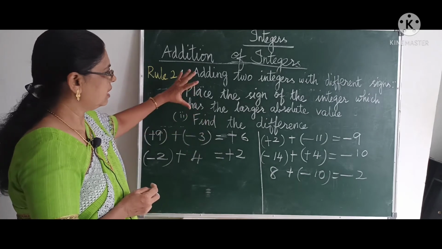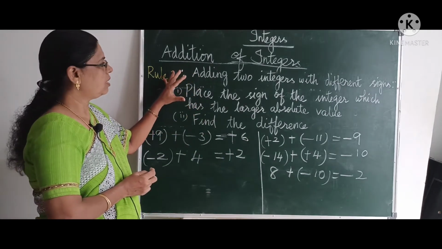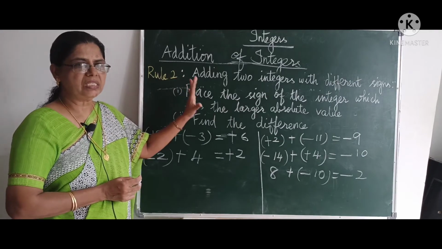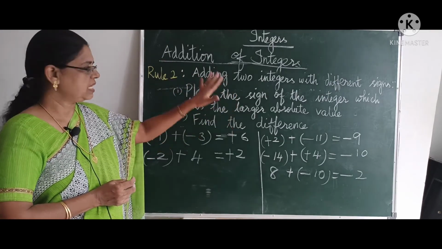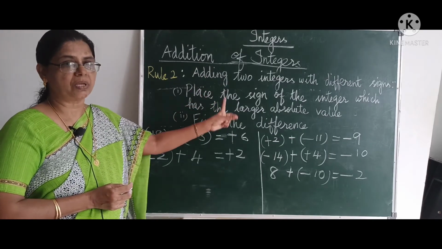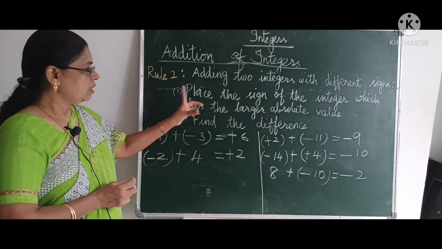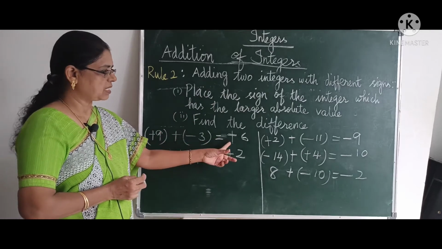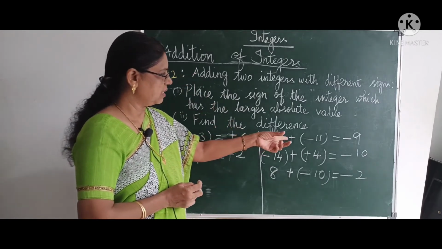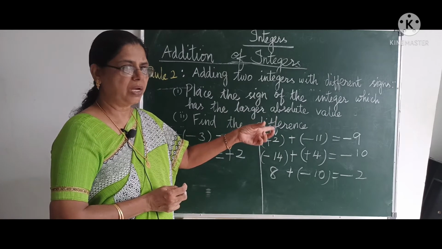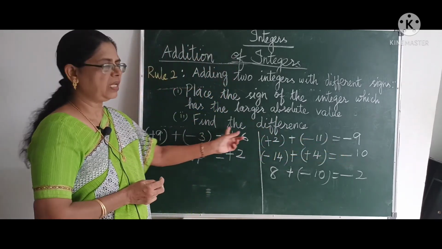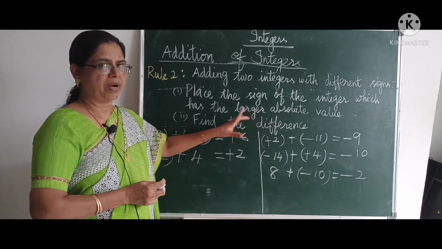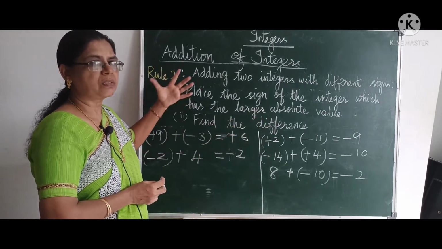Once again, let me tell this rule. When you add two integers with different signs, place the sign of the integer which has the larger absolute value. If it has plus sign, you put plus sign. If the integer which has the larger absolute value has minus sign in the question, put minus sign and then find out the difference. Hope you have understood this. Now we are going to solve some more sums.